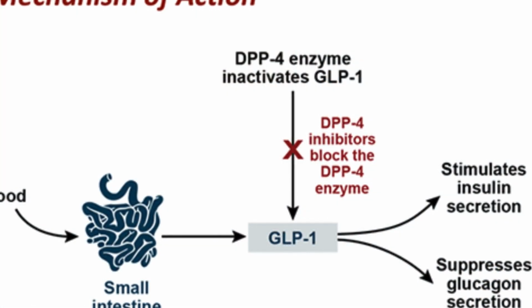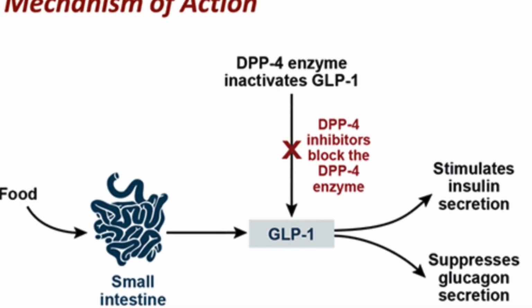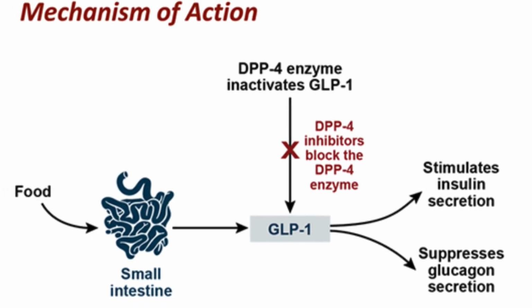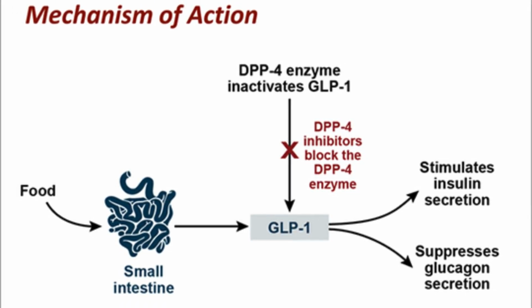Another common class is called DPP-4 inhibitors. These medications work by increasing the level of hormones in your body that help lower blood sugar. And they're generally pretty well tolerated, but some people can experience things like nausea or headaches.